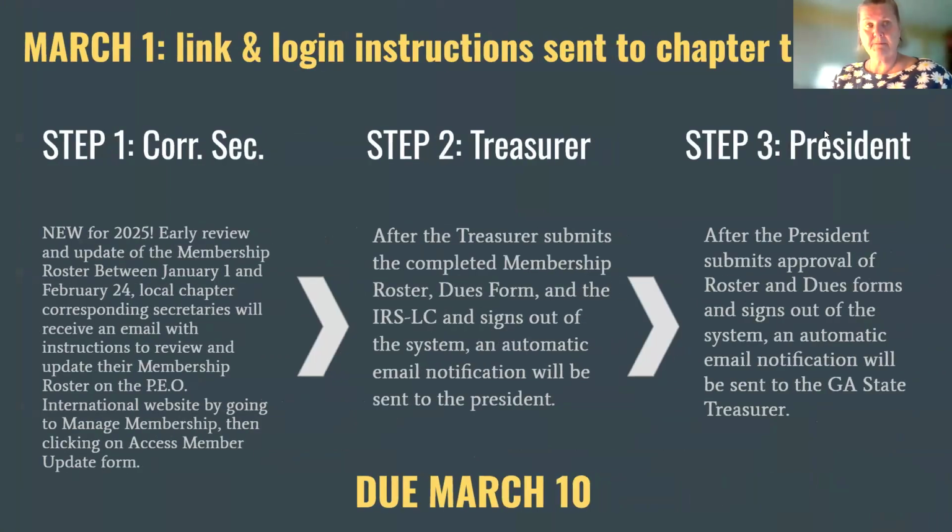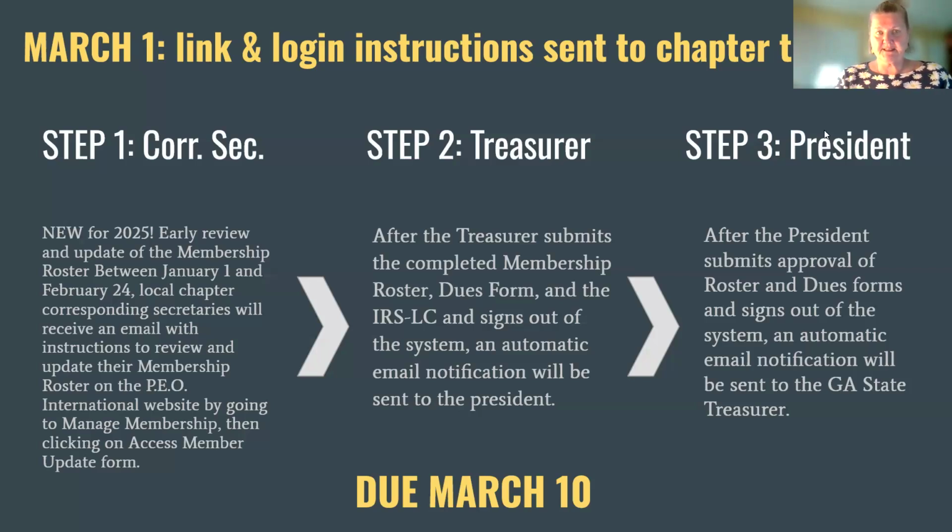Next, the corresponding secretary was sort of taken out of the flow chart. Her job was to check and make sure everybody is on the roll. So as Teresa mentioned earlier, it's really important that your corresponding secretary has gone in and updated. Did I have an initiate? Did we have reinstatements? Did we have somebody entering chapter eternal? That should be done before February 28th.